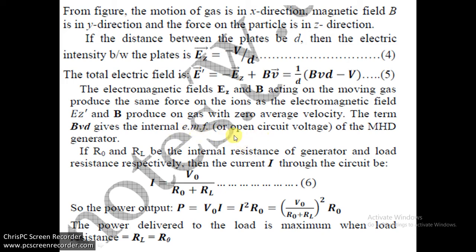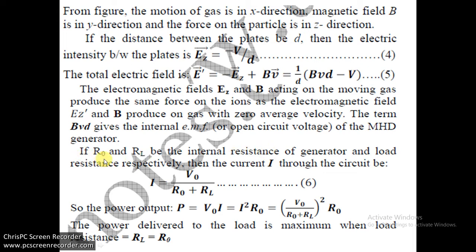is called internal EMF. So internal EMF is due to the magnetic field, the velocity of charge, and d, the distance between the electrostatic plates, the electrodes you can say. Okay, so this is the EMF produced by this VBD, you can see here, due to Faraday's laws.